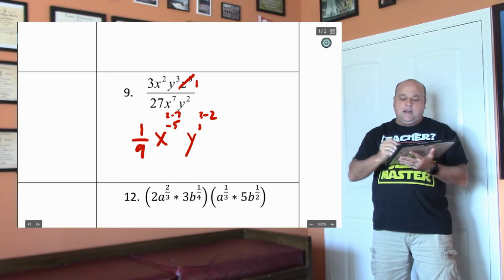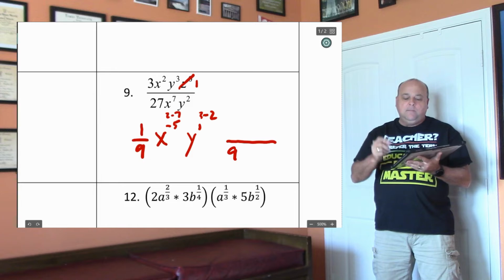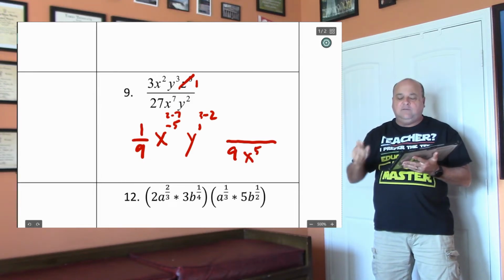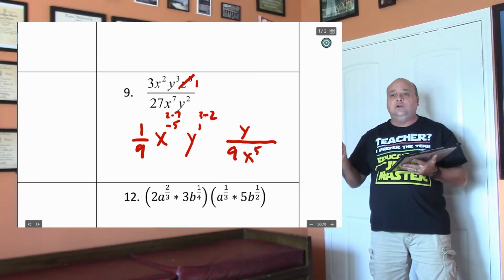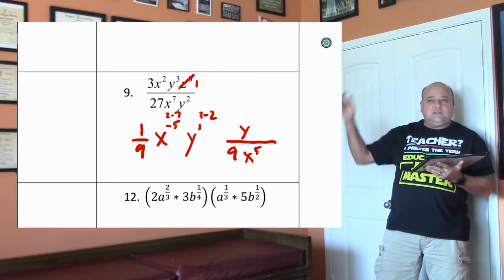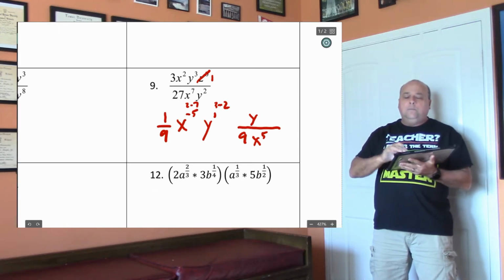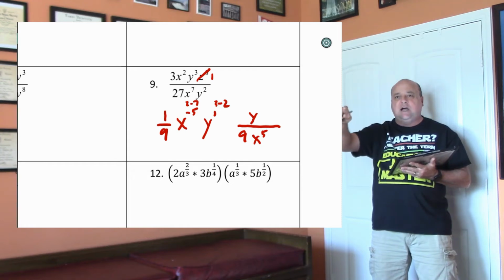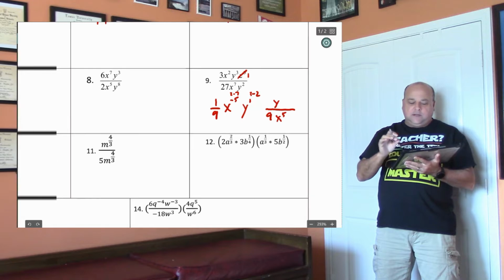Now I'm going to write down my answer. I have a fraction bar. My 9 is on bottom. The x to the negative 5 goes to the bottom since the exponent's negative, and the y to the 1 stays on top, but I do not put an exponent of 1, do I? So the answer would be y over 9x to the 5. That's the thought process that needs to be going through your brain. Remember, when you divide, you subtract the exponents, numerator minus denominator. If you get a negative answer, the letter goes into the denominator.